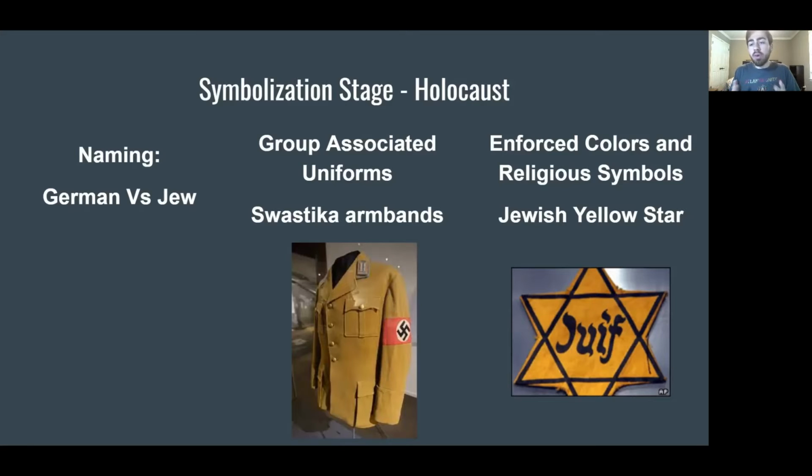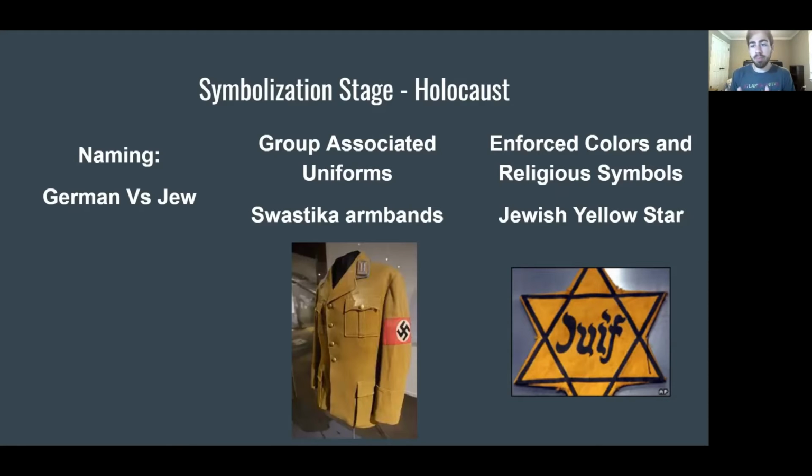And there were also other groups in the Holocaust, but we're going to focus on Jews today, such as those that were gay or lesbian in Germany, and also Jehovah's Witnesses. But today we're going to focus on the Jews. The other thing was group associated uniforms. So the Nazis started wearing armbands to represent that they were part of the Nazi party. And then finally, Jews were forced to wear yellow stars.